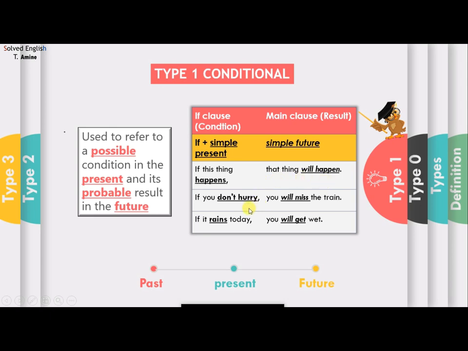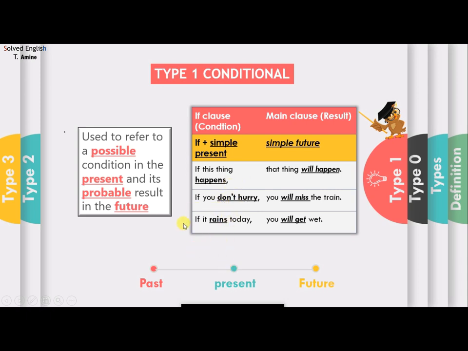If you don't hurry, simple present, you will miss the train, simple future. If it rains today, simple present, you will get wet, simple future. Now, to understand the use, let's take a look at what each of these examples mean. If you don't hurry, if you don't walk faster, you will miss the train. So if you don't hurry now, you will miss the train in the future.